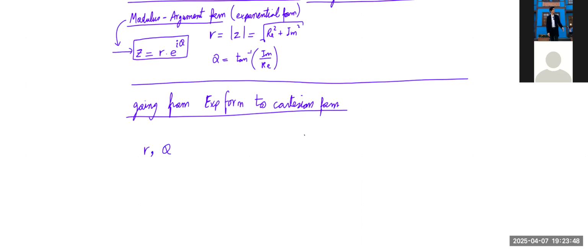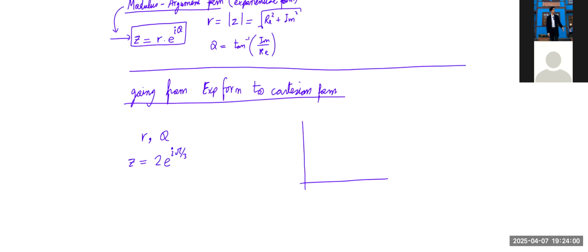Let's say that I tell you that a complex number is, let's say, 2e to the power of i pi over 3. That's my exponential form. The angle is pi over 3, somewhere around here, and we know that the length is 2, right? What are we trying to find? We're trying to find the real part and the imaginary part. As you can see, it's a pretty simple question.